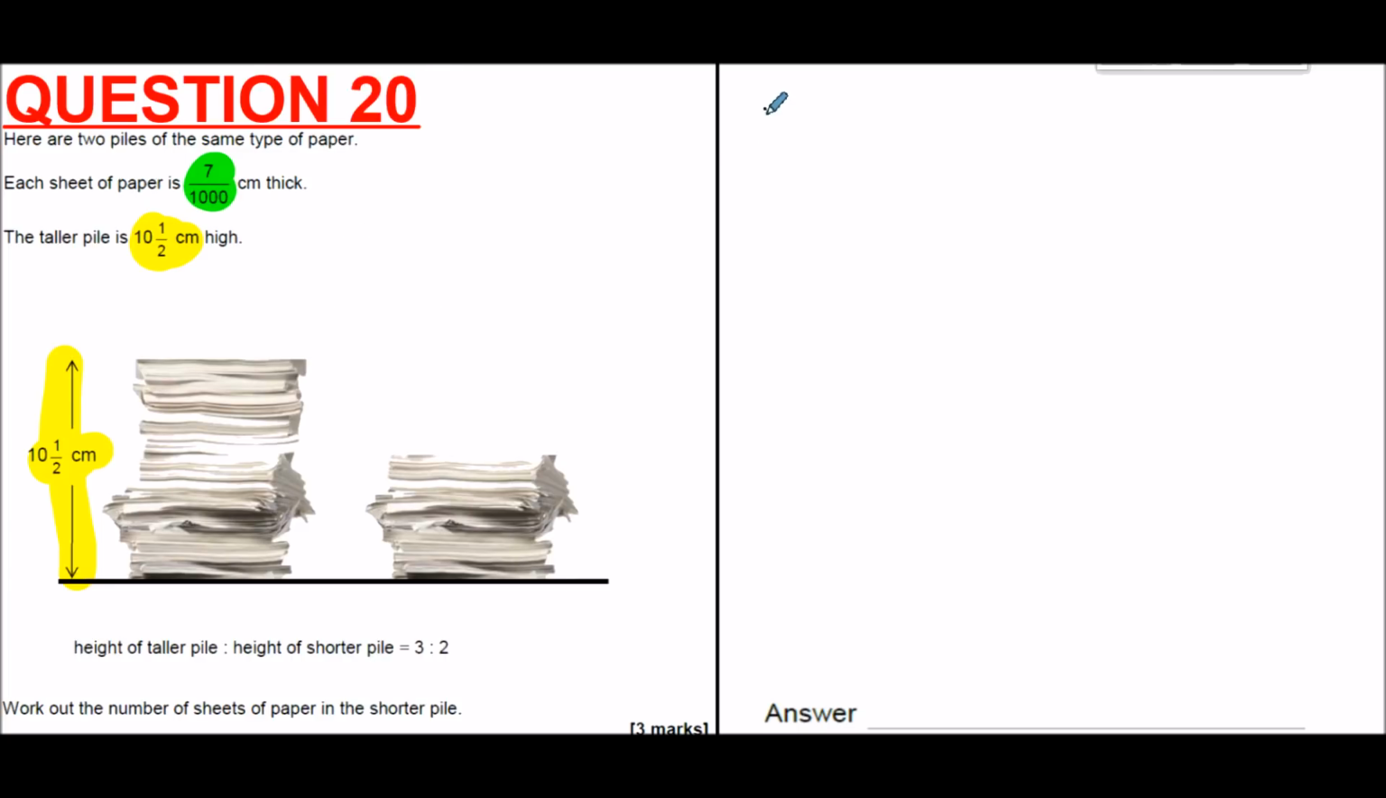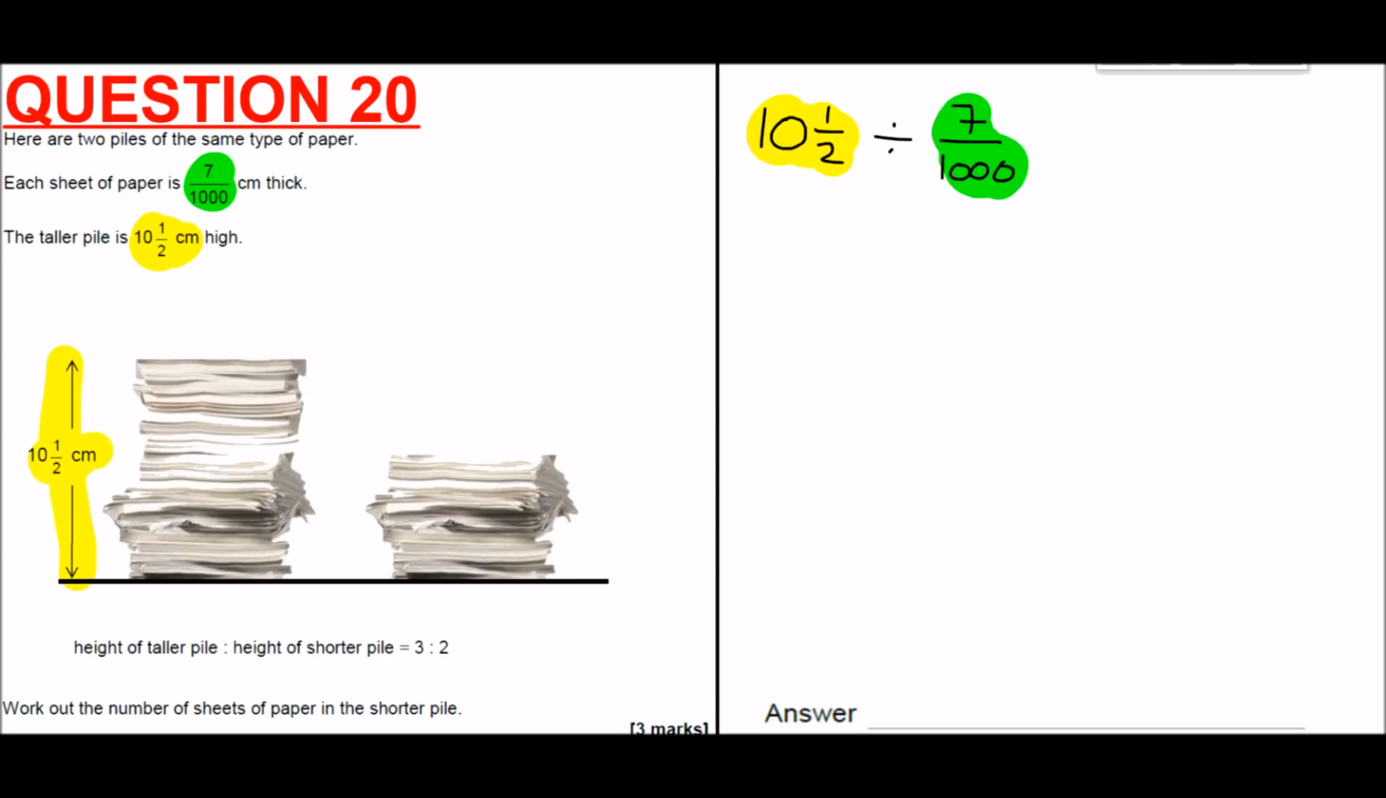So the calculation we need to do is 10.5 divided by 7/1000. Now this is a hard calculation in itself for a calculator, so just pay attention when I show you how to do this on a calculator.